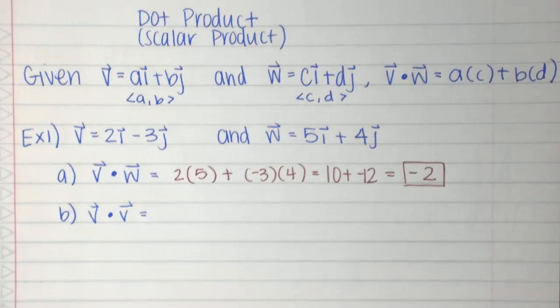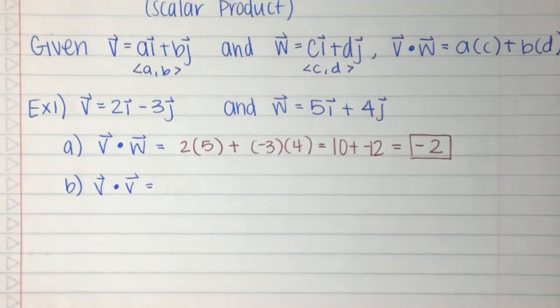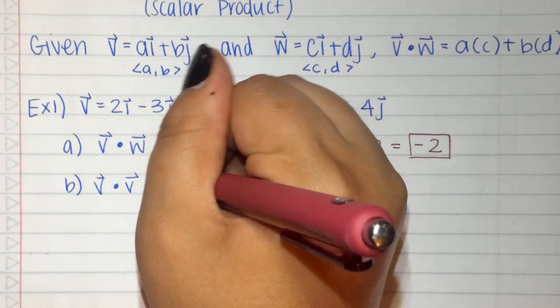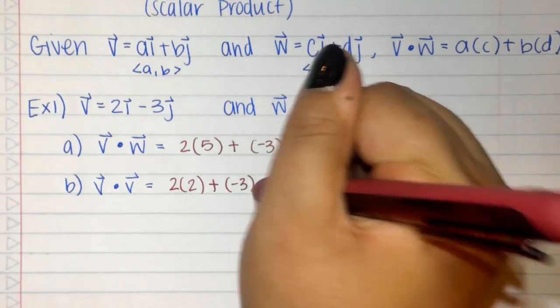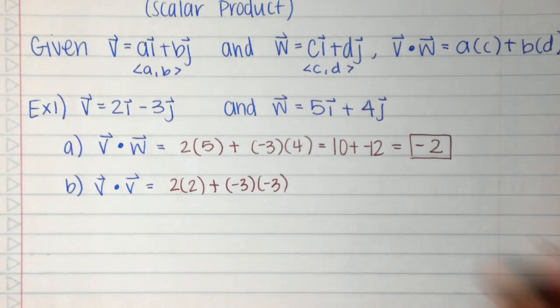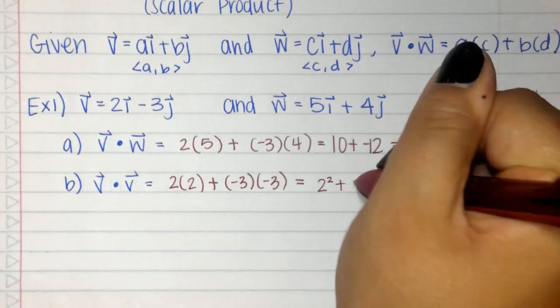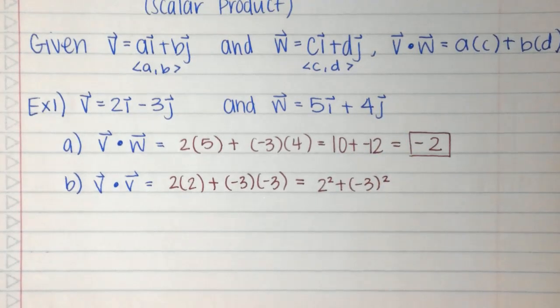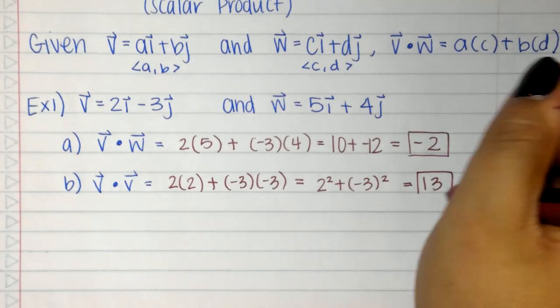Questions? What if I ask for the dot product of vector v times vector v? I would just do 2 times 2 plus, you do it twice, right? Or, what did you say back there? Square it. Couldn't I say 2 squared plus negative 3 squared? Which is 13.